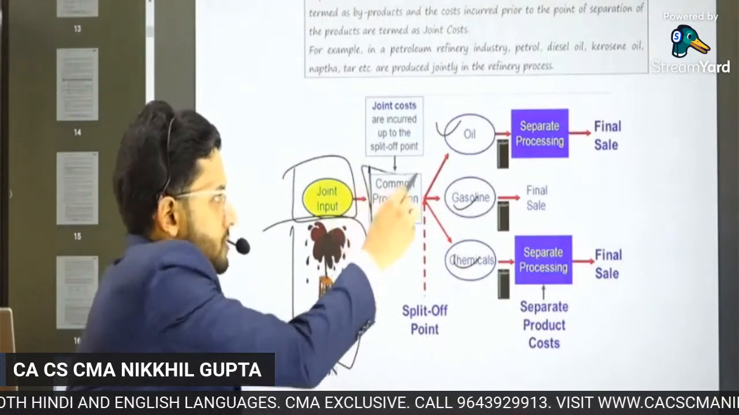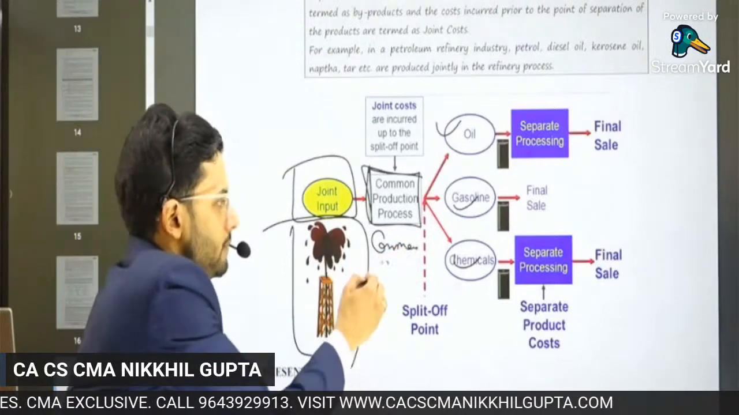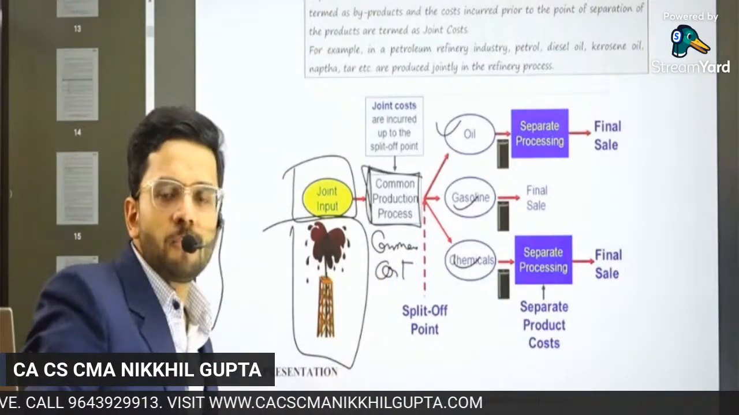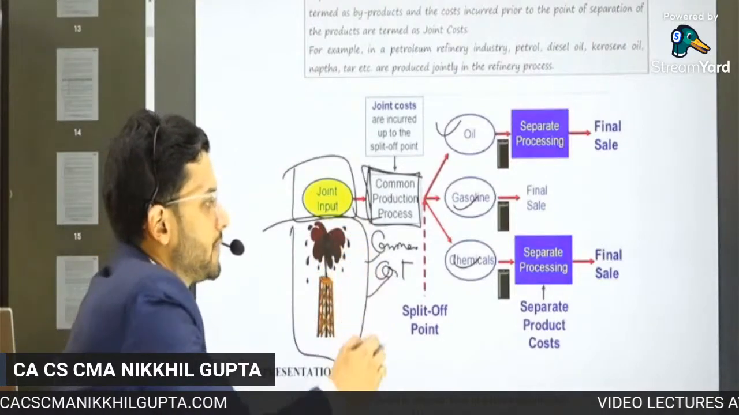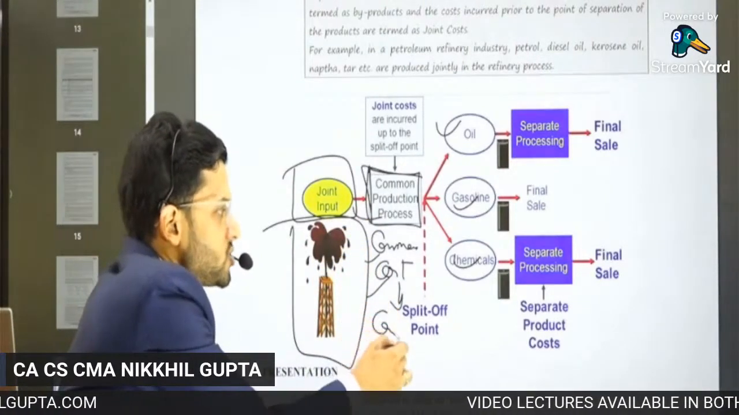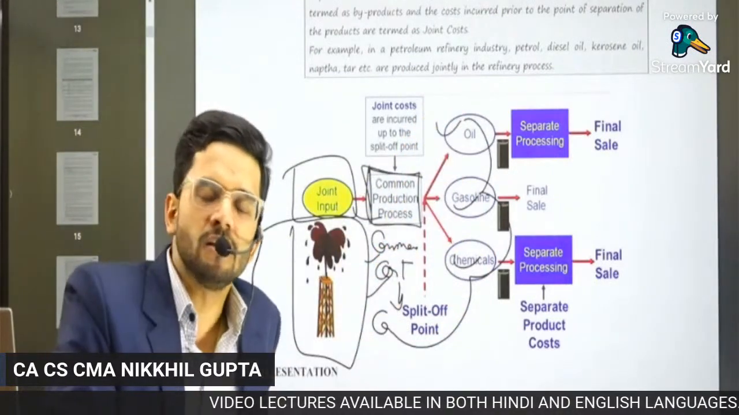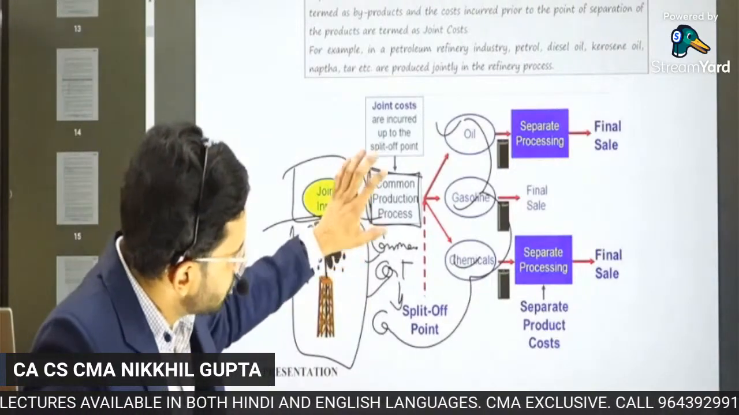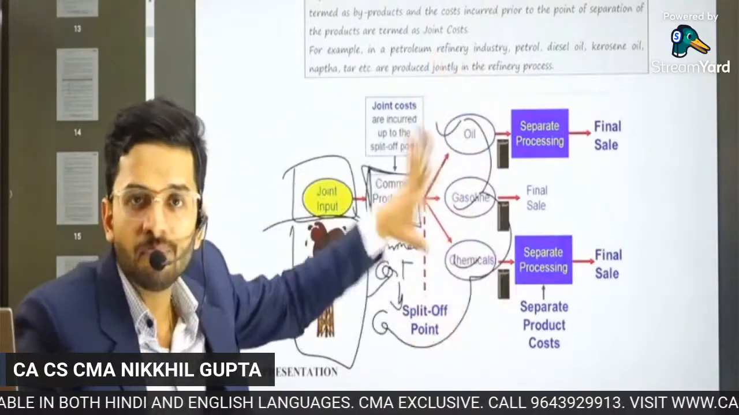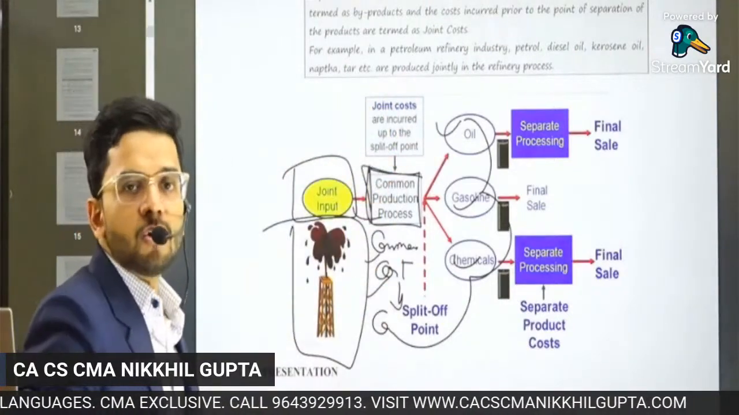Now the common process, which has common cost, is required to be analyzed, and the common cost is to be distributed amongst the three products which are being produced. That is the objective. That is the ask. And to split this particular cost into 3 different cost centers, we need some allocation key. And this allocation key is given by the cost accounting standard itself.